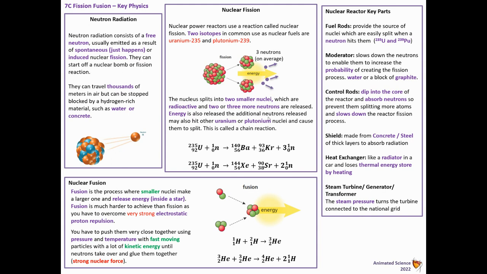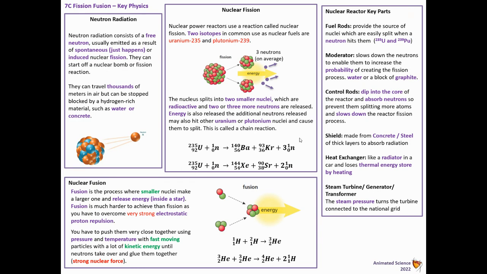And energy is also released, and the additional neutrons that are released may hit uranium or plutonium nuclei further in the rod in a nuclear reactor and cause them to split. And we call that a chain reaction. So these atoms are splitting, they're releasing energy, and the energy is in the form of kinetic energy. The neutrons slow down and they give up their kinetic energy into a thermal energy store.